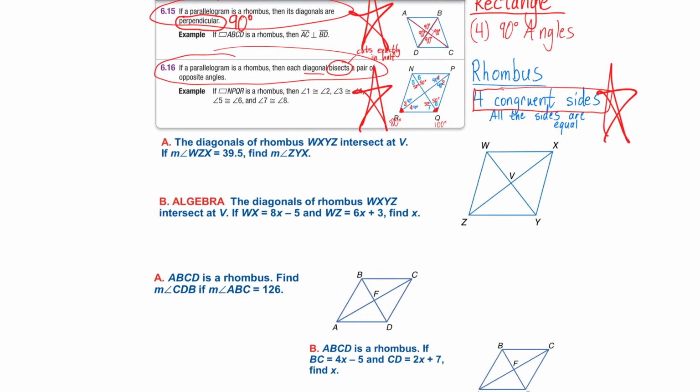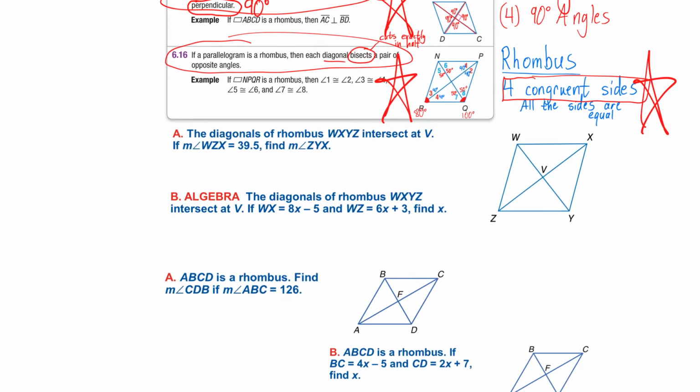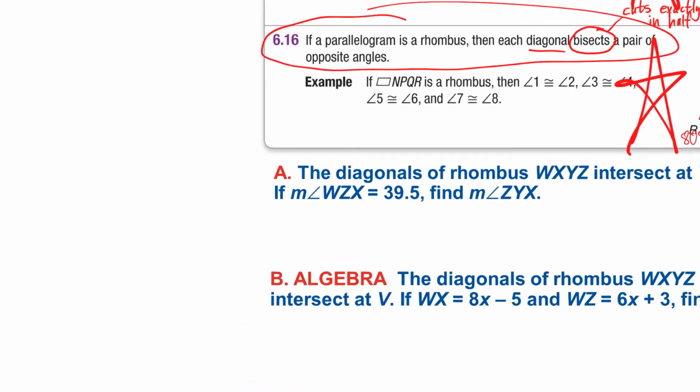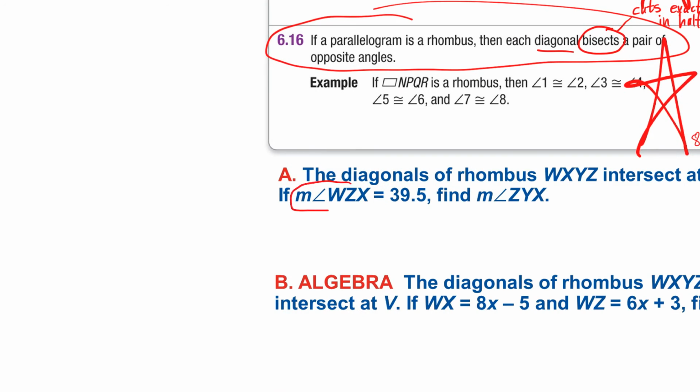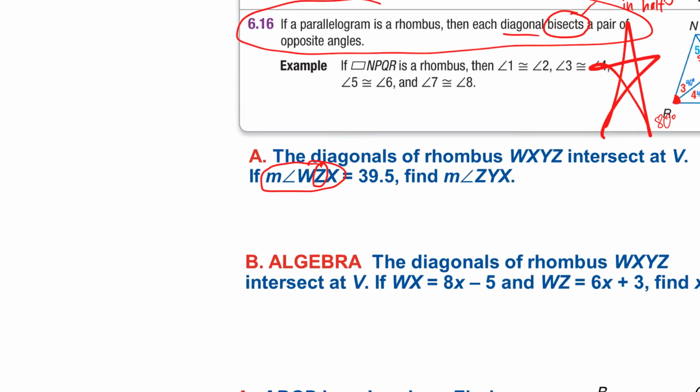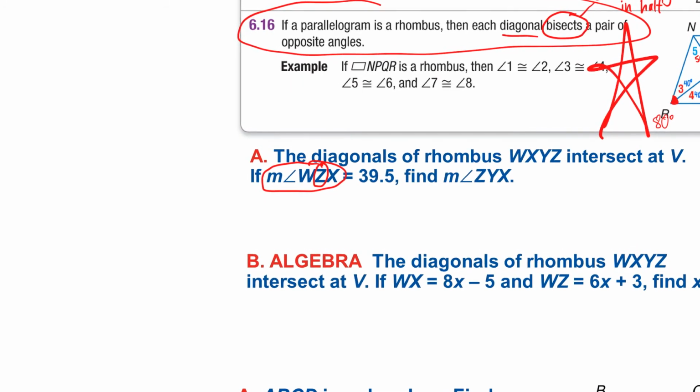So on the first one right here, it says if the measure of angle WZX is 39.5 degrees. And I think this is one thing that messes people up, not really knowing how to read an angle. Okay, WZX. So remember, what is the middle letter in that? What does that tell me? That's the vertex, right? That's the corner of the angle. We talked about this a long time ago, probably the first or second week of school. That middle letter is the vertex, where the corner is.